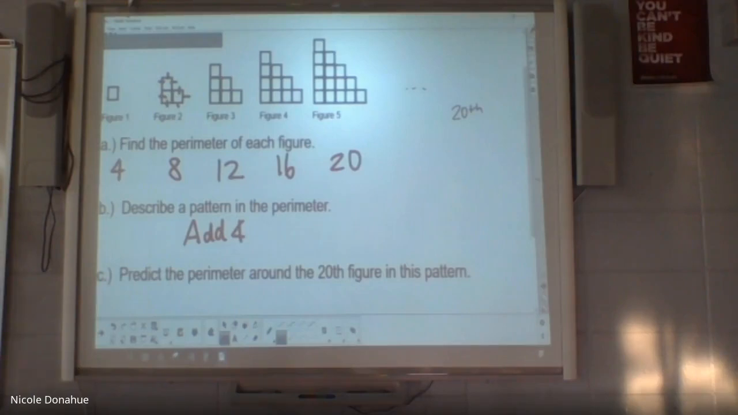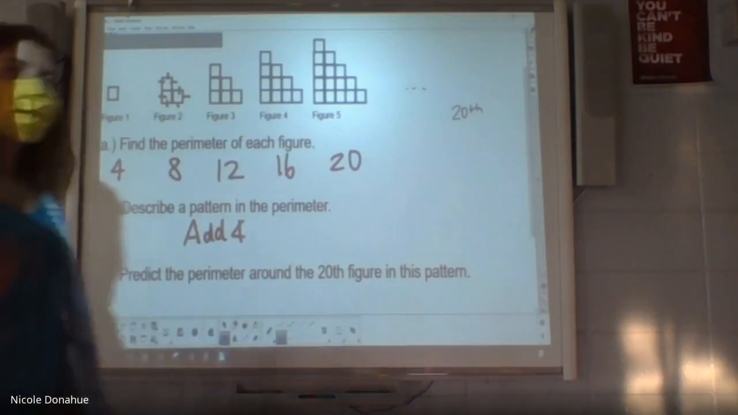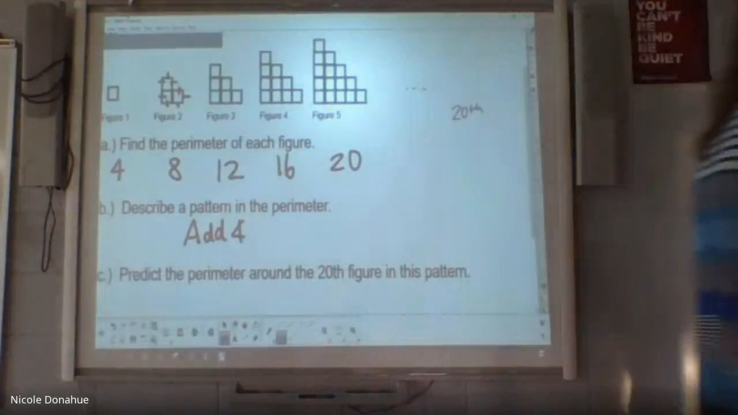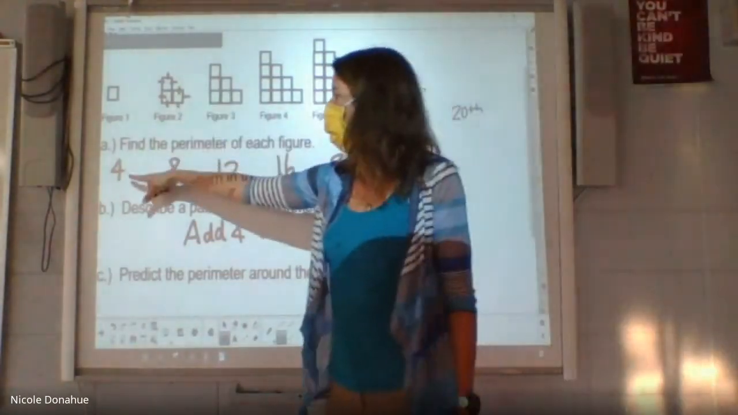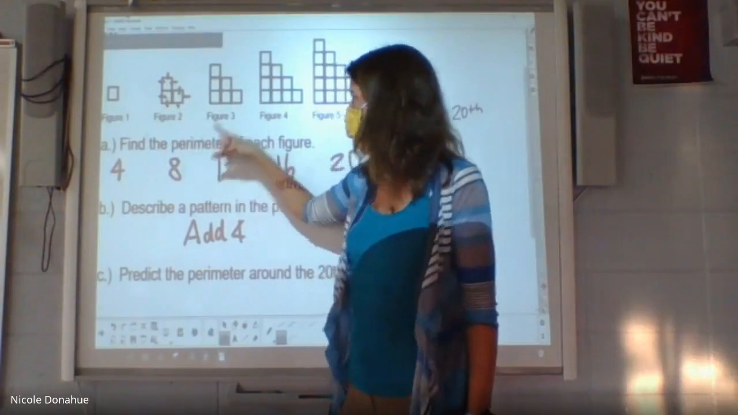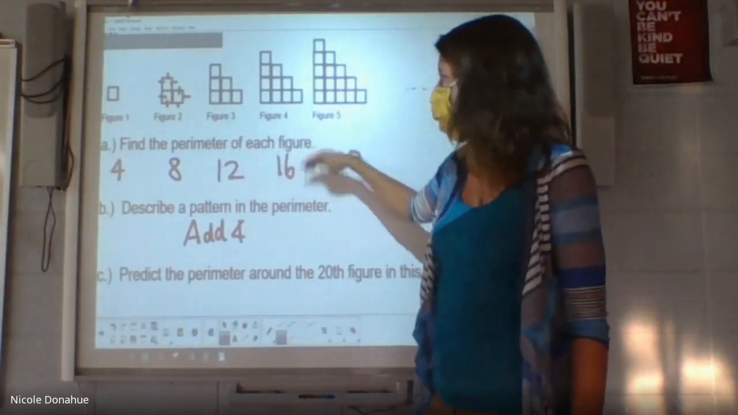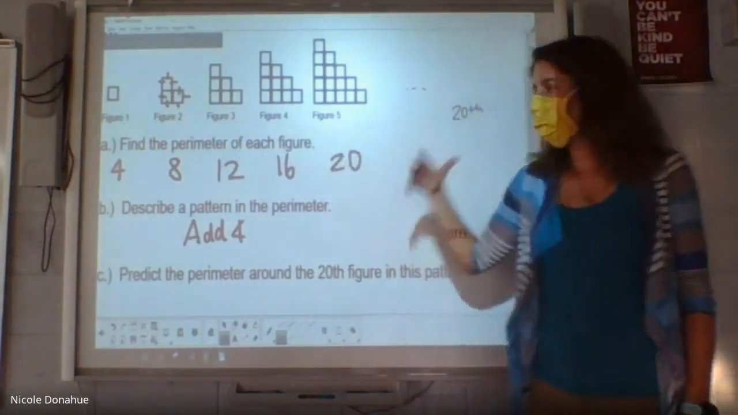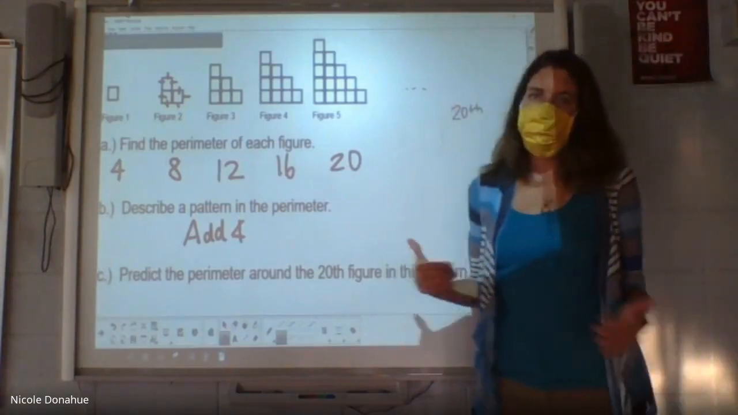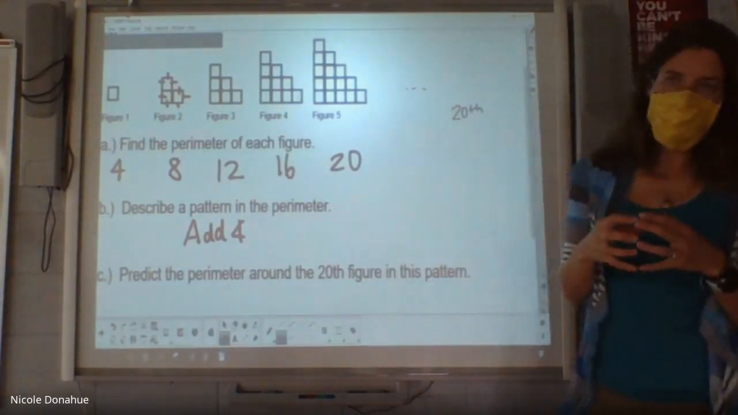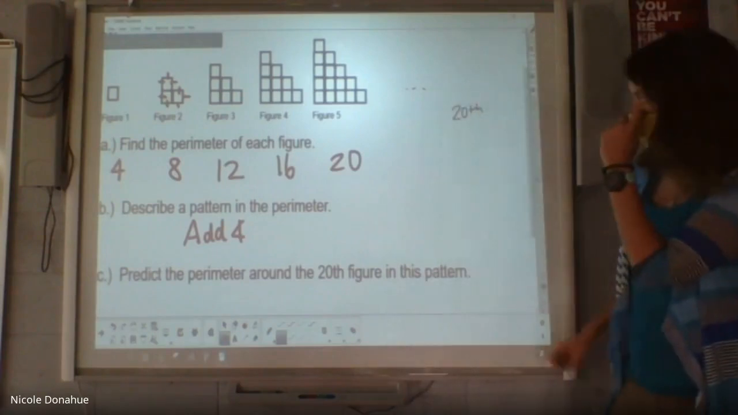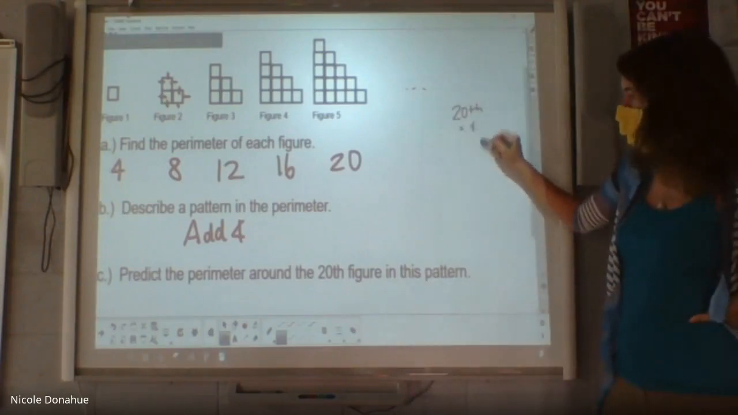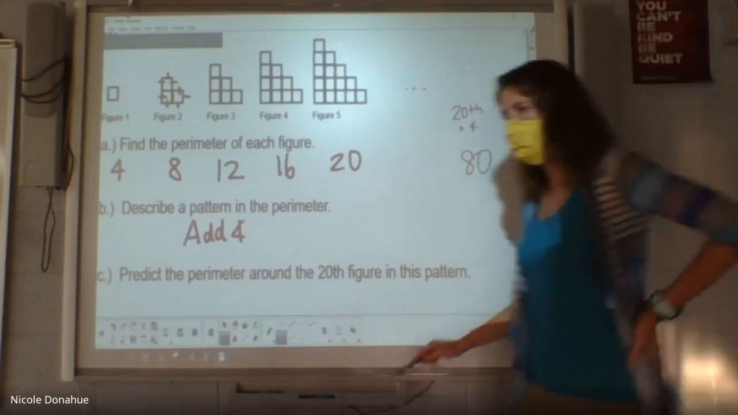20 times 4. Yeah, so realizing that there might be a pattern that we can find between which figure number we're at: figure one, it's four, figure two it's eight, figure three it's 12. So we're just multiplying the figure number by four. The first time there's that single shape, and then every time we're just adding on another four. So it's going to be 20 times four. So then that would be 80.